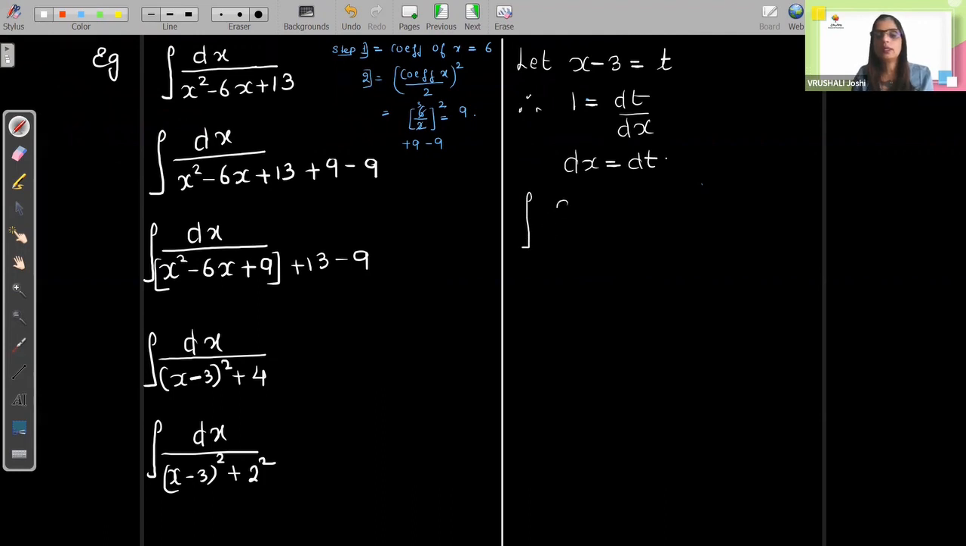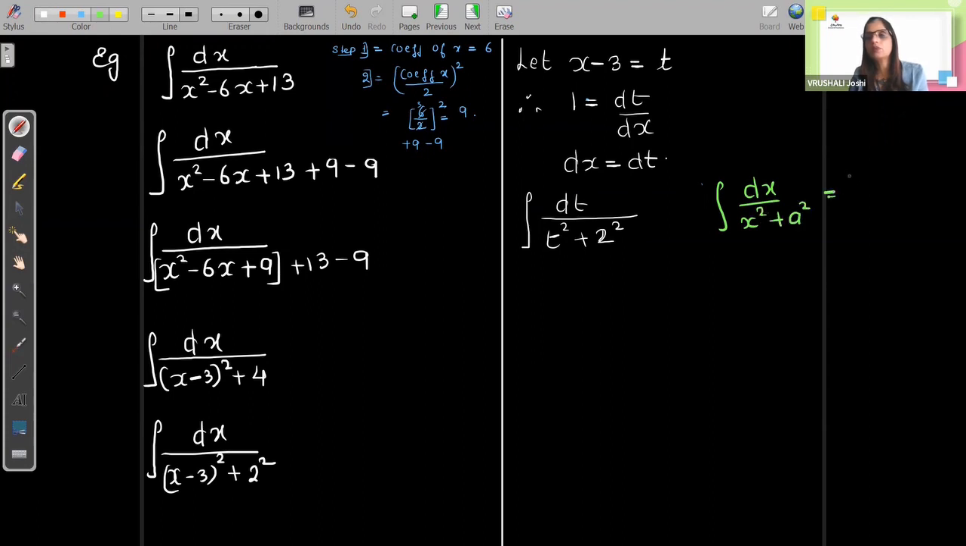So now substitution करते हैं. Integration of dt by dx के जगह पे तो dt use करेंगे, plain and simple. dt by t² + 4, which is equal to 2 square. Correct. तो फॉर्मूला कौन सा यूज किया फिर हमने? फॉर्मूला ग्रीन में लिखेंगे. Which formula are we using here? Formula is integration of dx by x² + a².